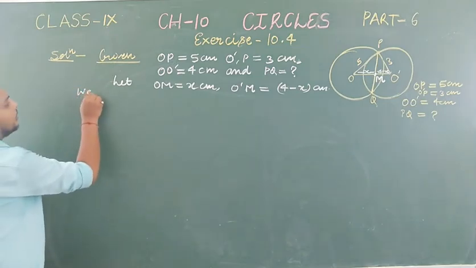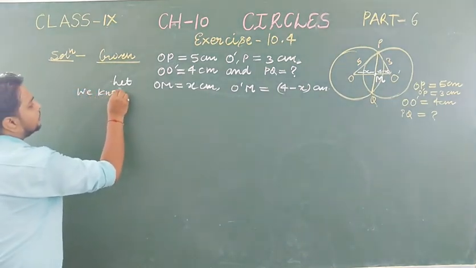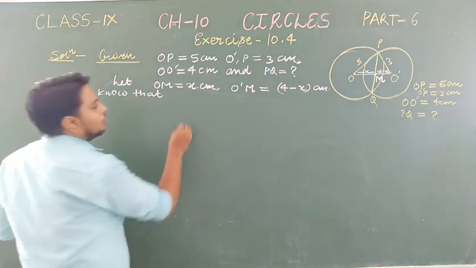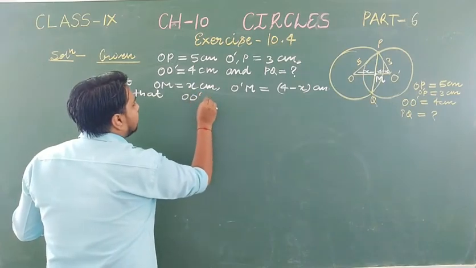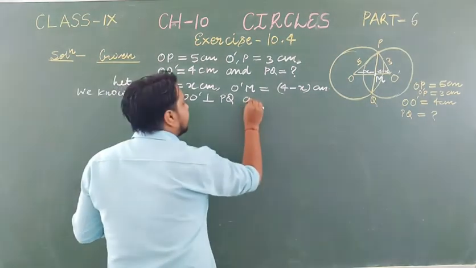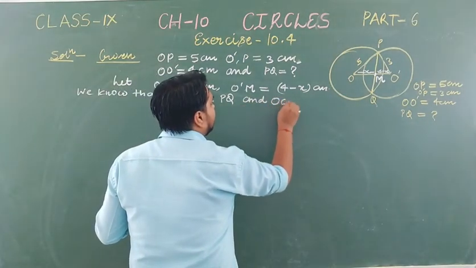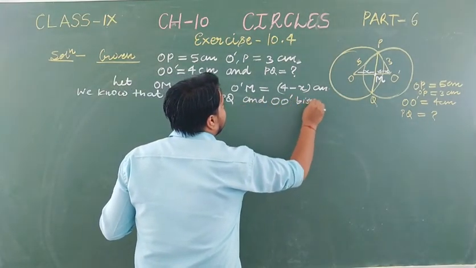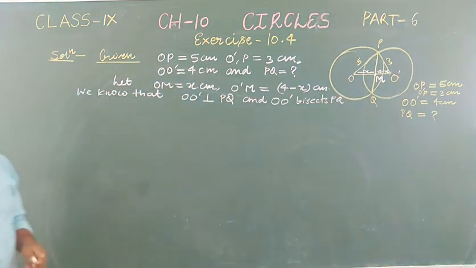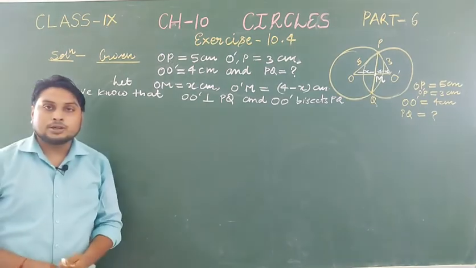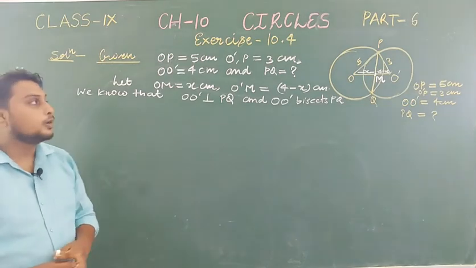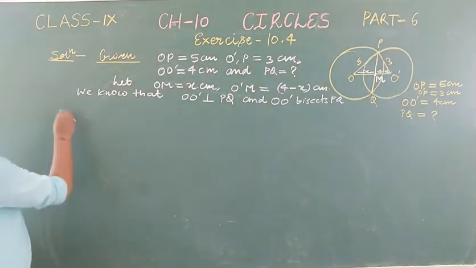Here we will write that we know that OO' is perpendicular to PQ, and OO' bisects PQ. This result we have from question 3 of exercise 10.3, so here we can use it directly.